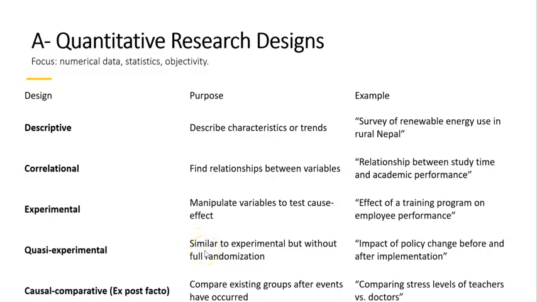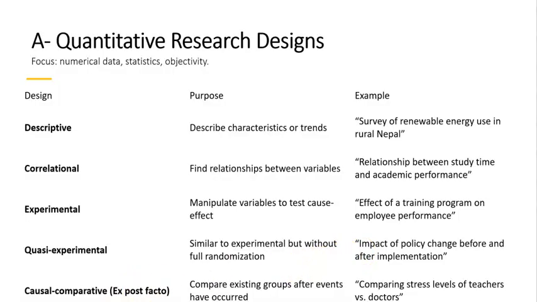And the fourth one is quasi-experimental. This is almost similar to the experimental one, but without randomization. For example, the impact of a policy change before and after its implementation. Very easy to see, and that makes sense. The impact of certain policy changes before and after its implementation.